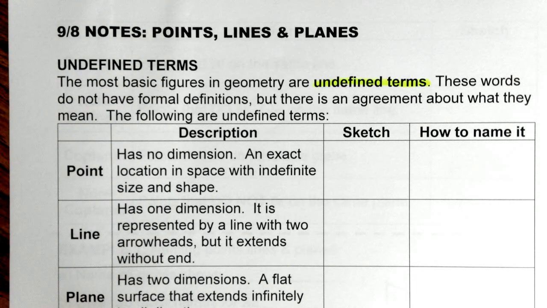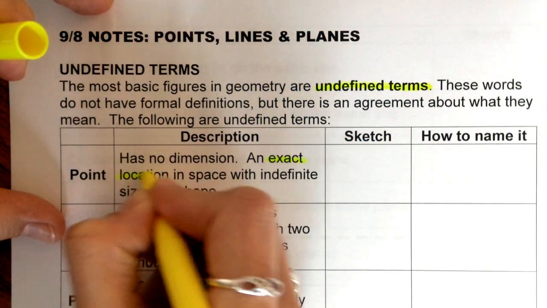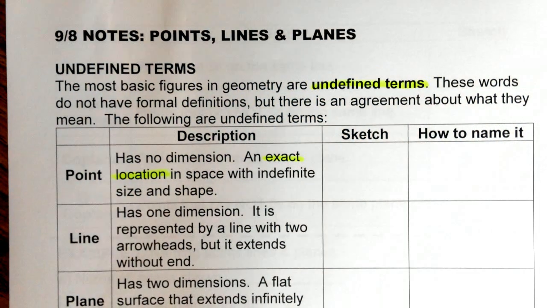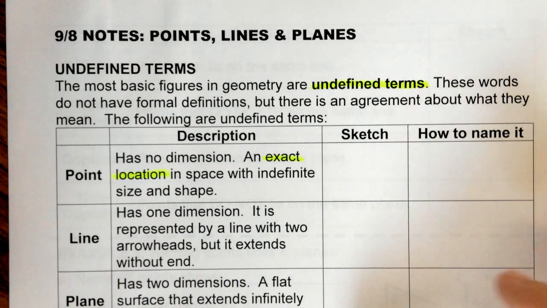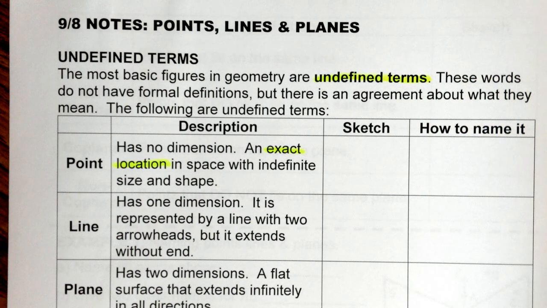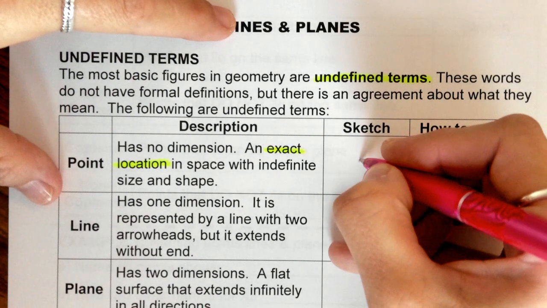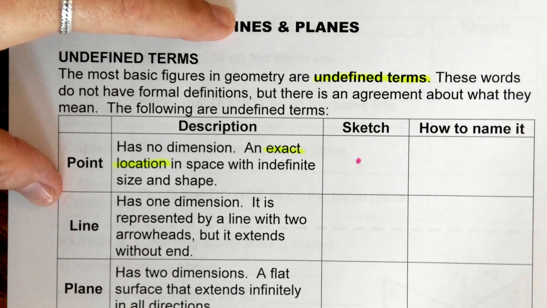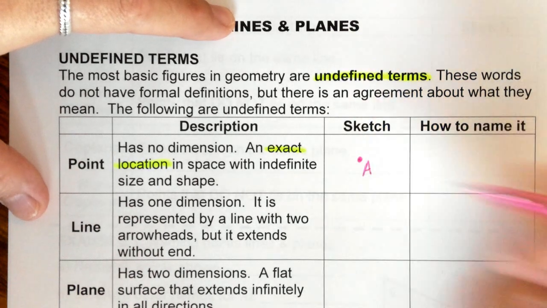The first thing we have here is a point. The point has no dimension. It is an exact location in space with an indefinite size and shape. All this means is it's a dot. Okay, the dots that we plot on coordinate grids, these are points. And the sketch of a point is literally a dot. And we just call this point A.